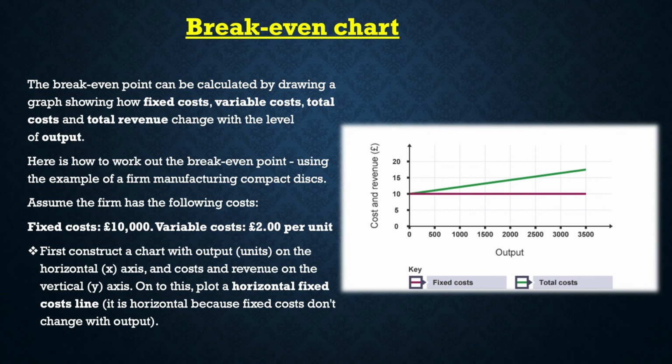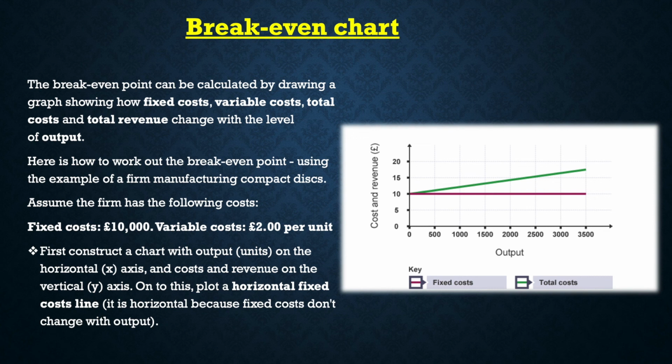Break-even chart. The break-even point can be calculated by drawing a graph showing how fixed cost, variable cost, total cost, and total revenue change with the level of output. Here is how to work out the break-even point using the example of a firm manufacturing compact discs. Assume the firm has the following costs. Fixed cost, £10,000. Variable cost, £2 per unit.